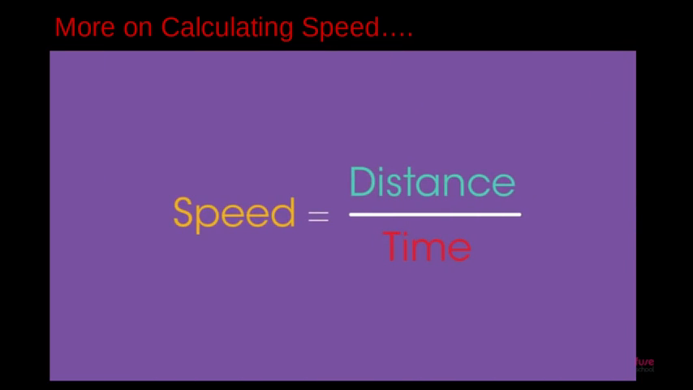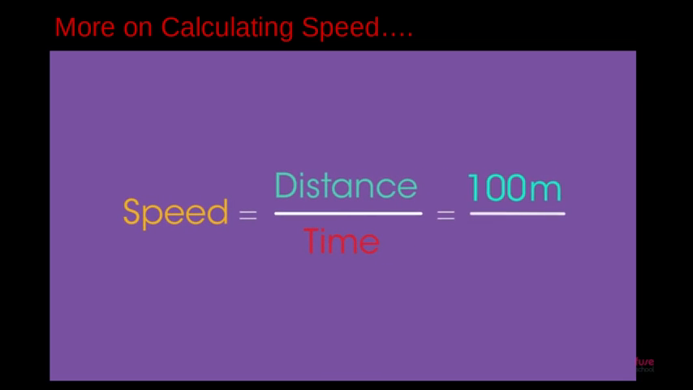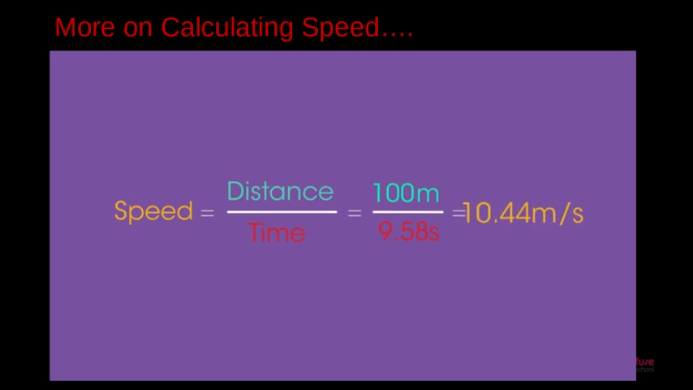Using the formula of speed equals distance divided by time, 100 metres divided by 9.58 seconds means his speed was 10.44 metres per second. We have the units for distance and time, metres and seconds, which we use to work out the units for the speed. Metres divided by seconds, which we say as metres per second. That's pretty impressive, even for the fastest man on Earth.